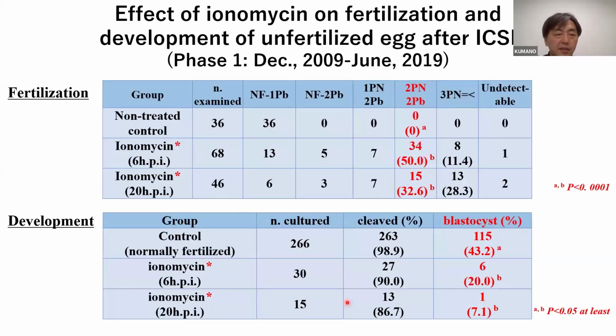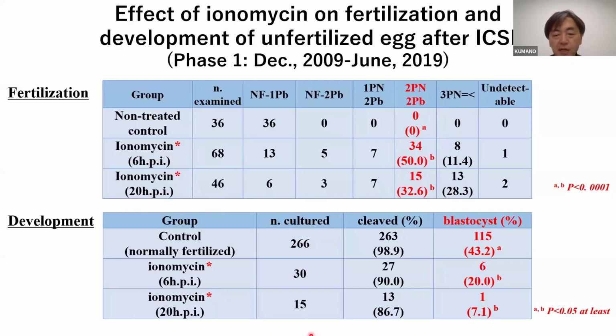Here is the result. In the non-treated group, there was no activation; the proportion of normally fertilized eggs was 0. But when the oocytes were treated with ionomycin 6 hours after sperm injection, the proportion of normal fertilization was about 50%. When the oocytes were treated with ionomycin 20 hours after sperm injection, the normal fertilization rate decreased, but there was no significant difference.